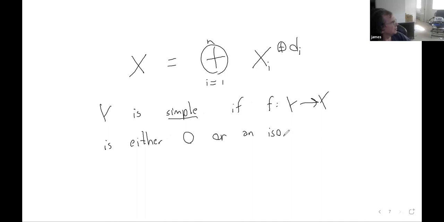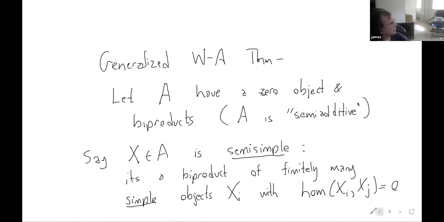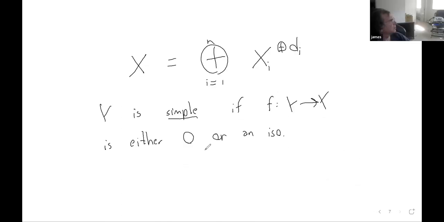Yes. So that's equivalent to the usual definition of simple when you have an abelian category. It turns out. But this is easier, something that I can state using just this doctrine of semi-additive categories. So that's what I'm going to do.